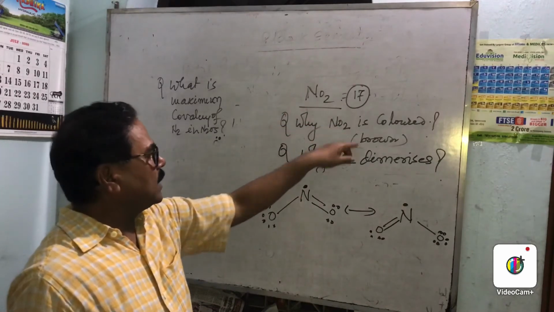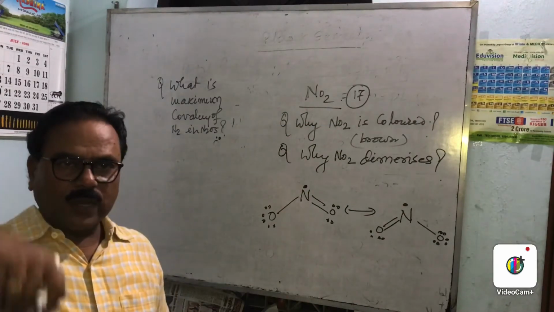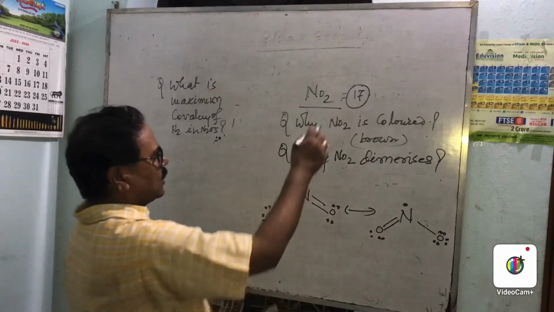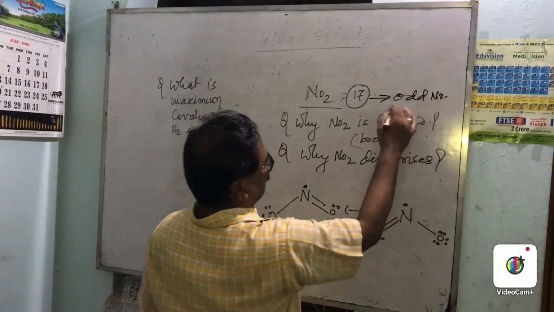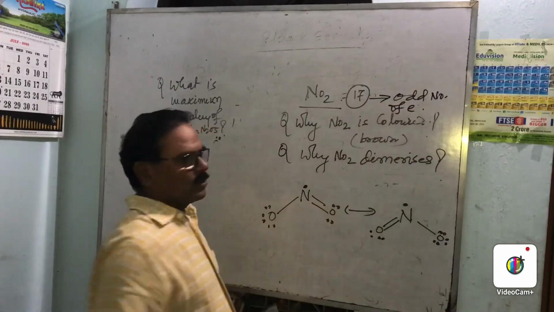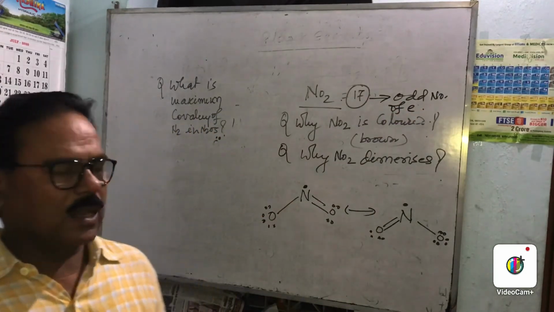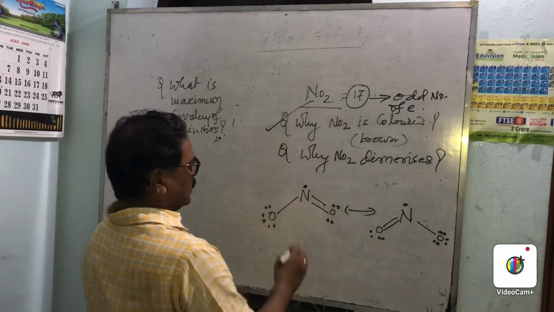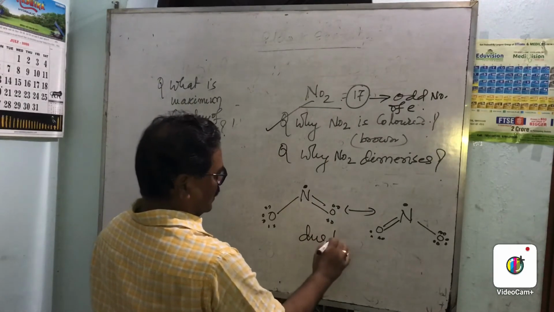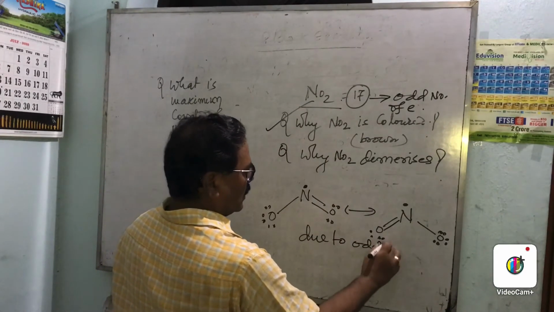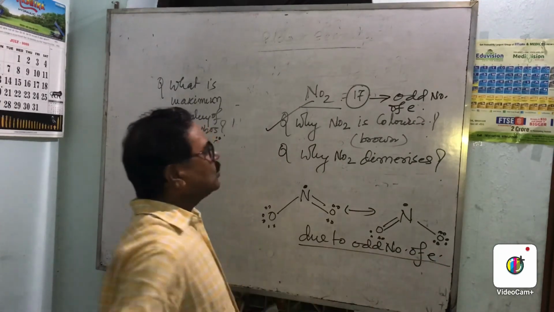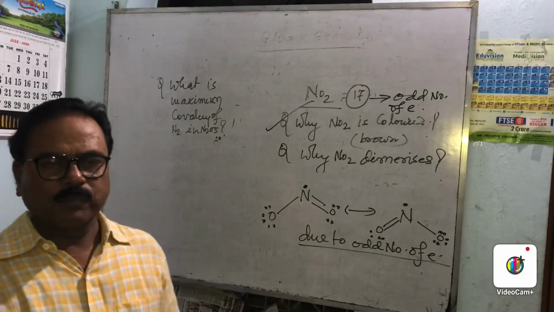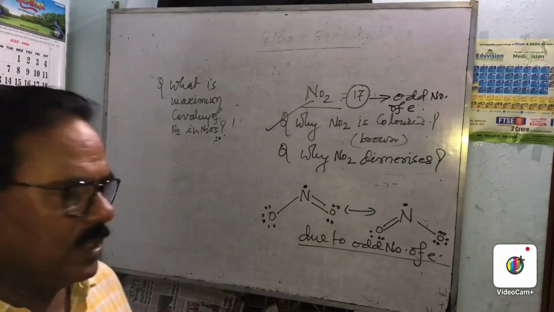This NO2 is colored due to the odd number of electrons present in the molecule. Because 17 is an odd number of electrons. As it has an odd number of electrons, the molecule is colored. So the answer is clear: due to the odd number of electrons. This NO2 is colored, brown in color.